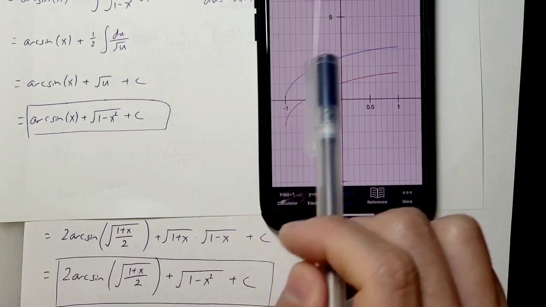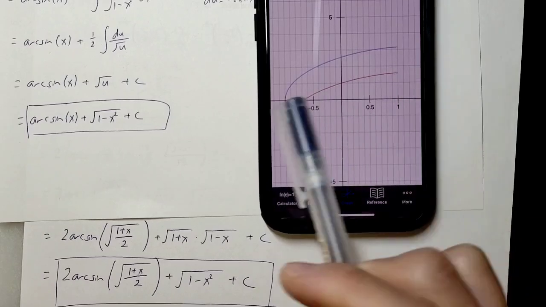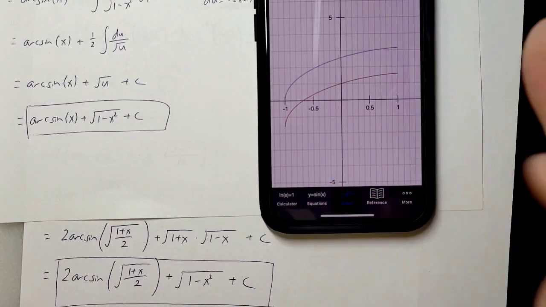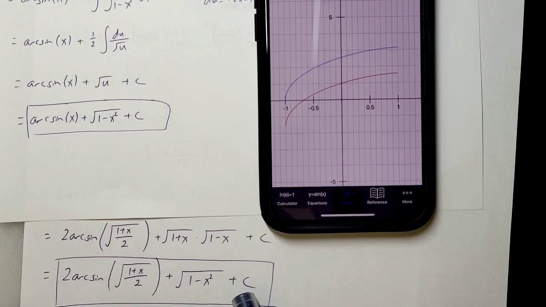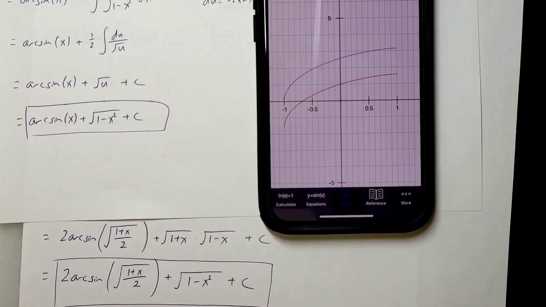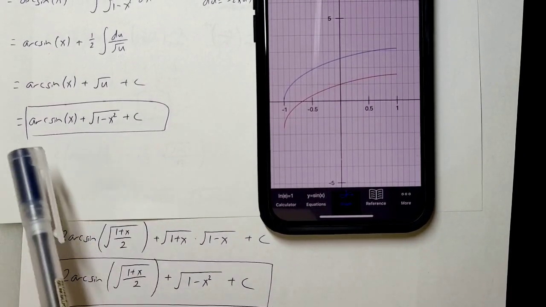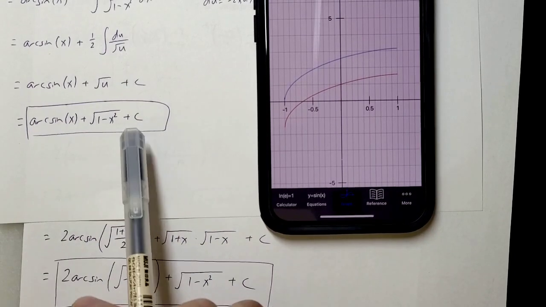So I can shift the blue one down, my answer down, by whatever that is. If I remember correctly, it was like 1.5, 1.6, around there. Shift it down, and that's still the plus c. So it is the same answer. It looks kind of different, right? This first term specifically. But there's probably some properties of inverse trig functions that I don't even know that can get it to match this and then lump everything into the plus c.